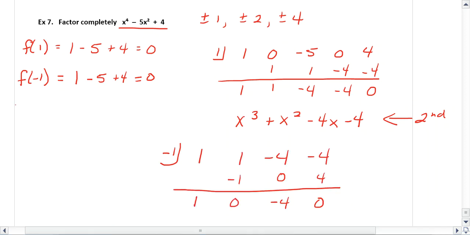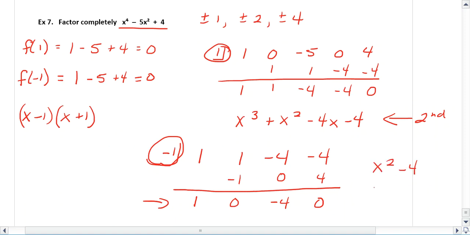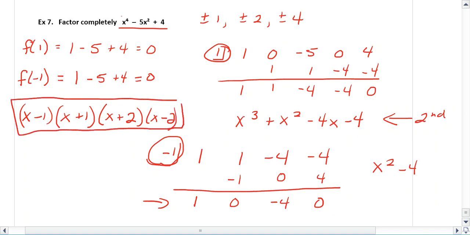Be sure to keep track as you're doing this of the factors that you have found. This root of a positive 1 gives us a factor of x minus 1. This root of a negative 1 gives us a factor of x plus 1. But we're not done yet. Now we have this quadratic here, which I can write as x squared minus 4. Well, that factors really nicely into x plus 2, x minus 2. And now we have completely factored this polynomial.